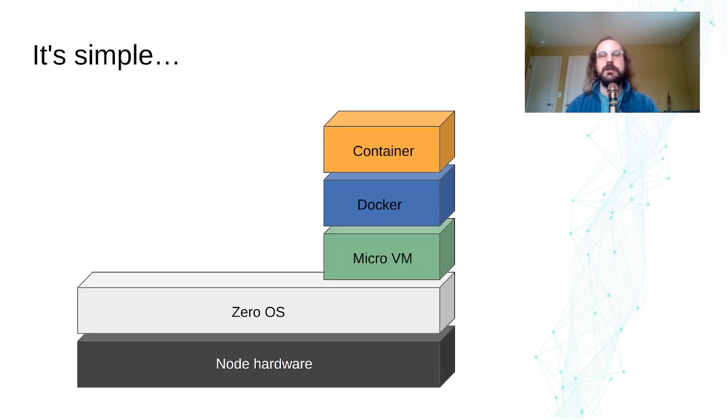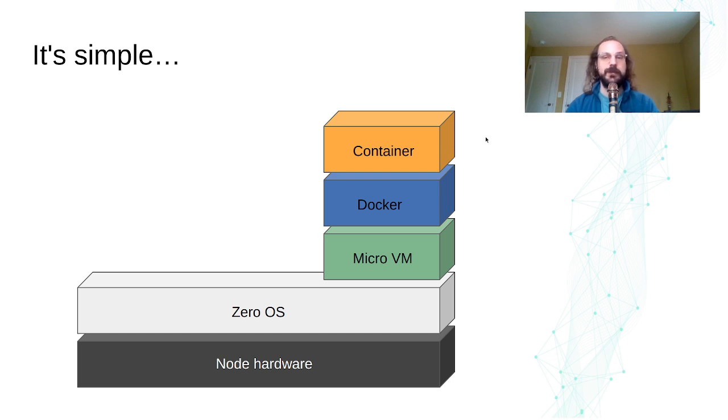And the way this looks in the wild is it's simple. So we have, at the bottom, we have our node hardware. We have 0S as our hypervisor, like we saw in the diagram before. In this case, we're running a micro VM. Inside the micro VM, we have Docker, and Docker is running a container.